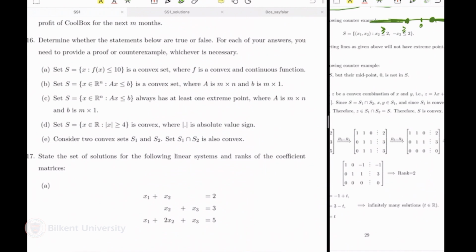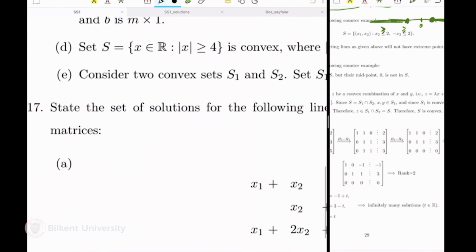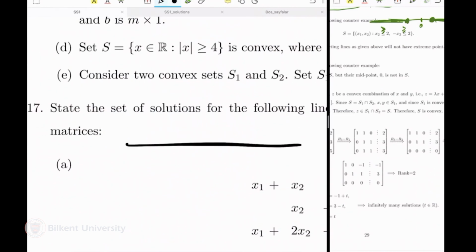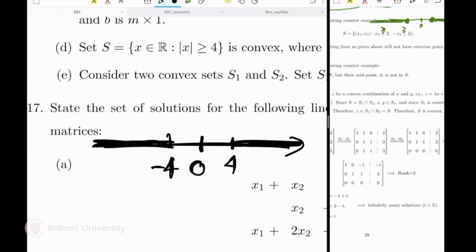Let's go to part D. S for all x's for which the absolute value of x is bigger than or equal to 4 is convex. Let's see what this x is. So I have, let's say, 4 here and minus 4 here. I have this area and this area. Is this a convex set or not?